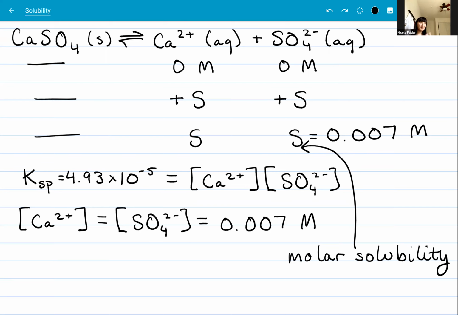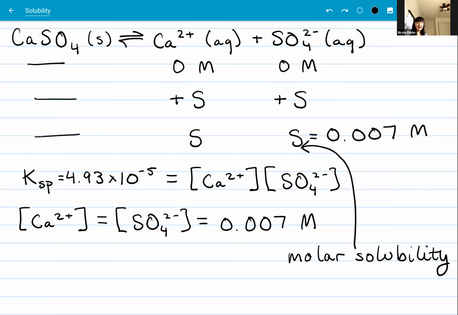Again, we've got a common ion problem here. Because we already have Ca2+ in solution, that's going to limit how much calcium sulfate can dissolve, lowering the molar solubility. Common ions aren't the only thing that have an effect on solubility, though. pH plays a large role as well.